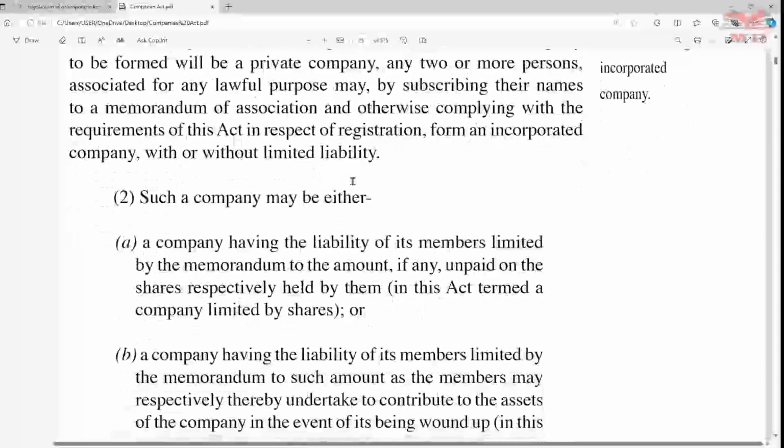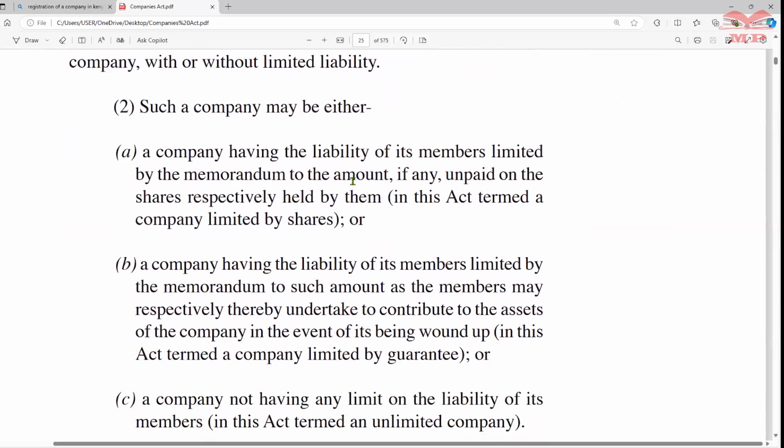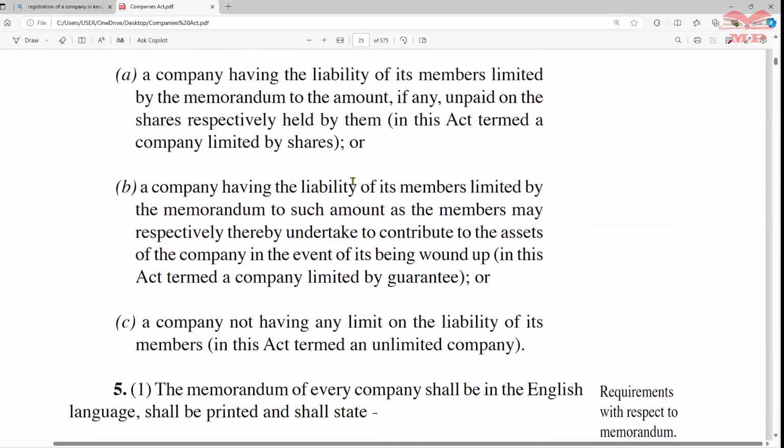and as provided in the Act, you either have the liability limited by the memorandum to the amount, if any, unpaid, or you can have a company not limited on the liability of its members. The memorandum must contain a declaration by the promoters that they are desirous of being formed into a company, and therefore must state the name of the company with limited as the last word of the name in case of a company limited by shares or by guarantee. The registered office must be situated in Kenya.